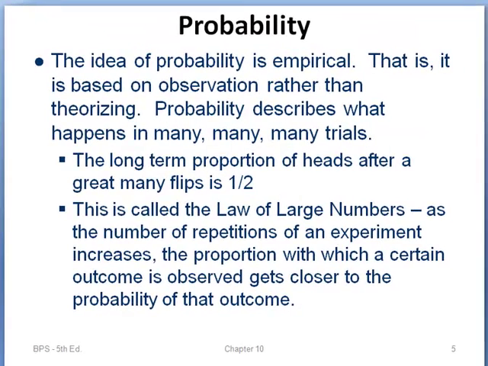The idea of probability is empirical. What does that mean? Well, it's based on observations rather than theorizing. Probability describes what happens in many, many, many trials. So we say the long-term proportion of heads after a great many flips is a half. This is called the law of large numbers. As the number of repetitions of an experiment increases, the proportion with which a certain outcome is observed gets closer to the probability of that outcome.